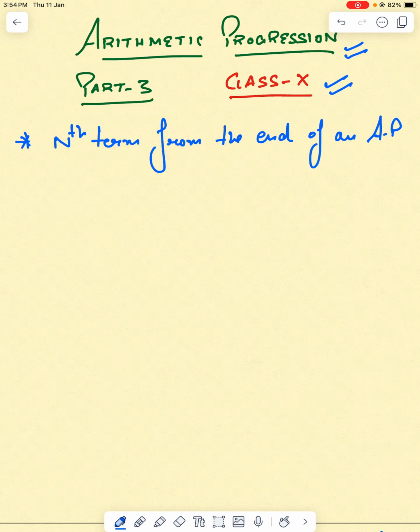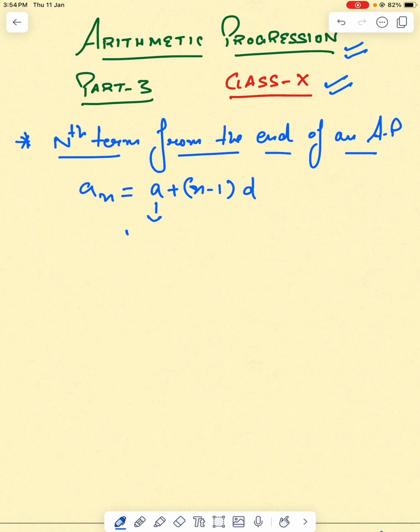So starting with a new topic, that is the nth term from the end of an AP. In our previous parts of this chapter, we have learned to find the nth term from the beginning, which is an equals a plus (n minus 1) multiplied by d. What is a? A is your first term, and d is your common difference, right? In the question they may ask to find the nth term from the end of a sequence in an AP. So how will you find it?